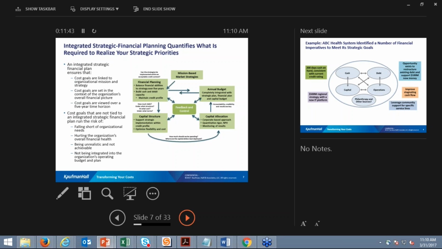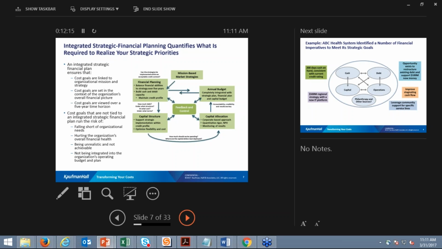So what you see here is a long-range financial plan that understands organizational strategy, that is related to the annual budgeting process, the capital structure, and the capital allocation. The strategic plan will likely have capital goals, will have funding goals, and really it's that type of foundation that informs the financial gap or the operational improvement that is required.